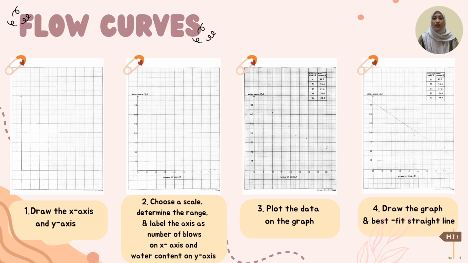Firstly, you have to draw the x-axis and y-axis. Second, choose a scale, determine the range and label the axis as number of flows on x-axis and water content on y-axis. Third, plot the data referring to the data given in the question. Fourth, draw the graph and best fit straight line.